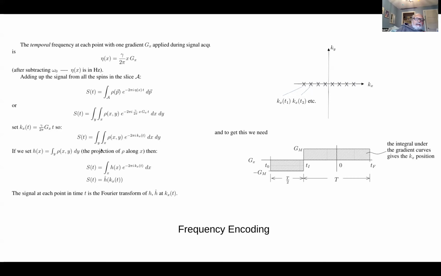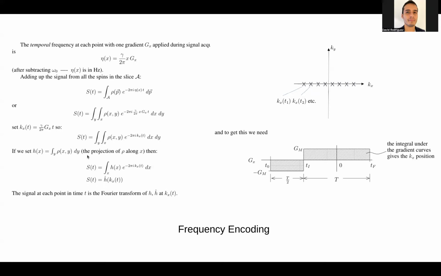I didn't talk about this, but I said this looks like a Fourier transform. This is how to really make it look like a Fourier transform in one dimension. So the signal is the Fourier transform at a particular kx position of H, which is the image that we're after.